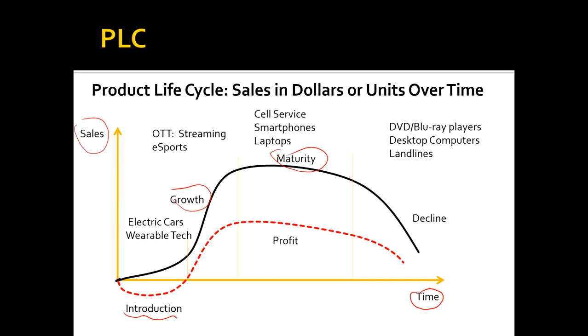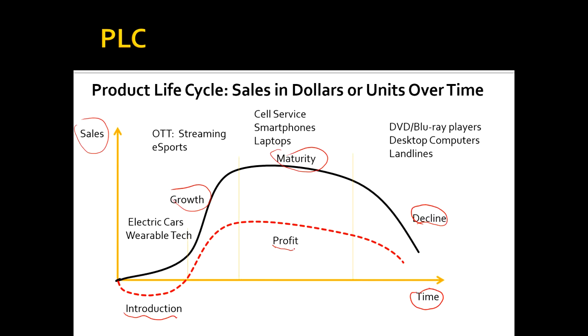And then at some point in time, there's decline, right? Just like people get old and then finally pass away, that often happens with products. So there's a period of decline over time. Profit pretty much mirrors that, right? That red line pretty much mirrors that. And then you can see some of the examples.